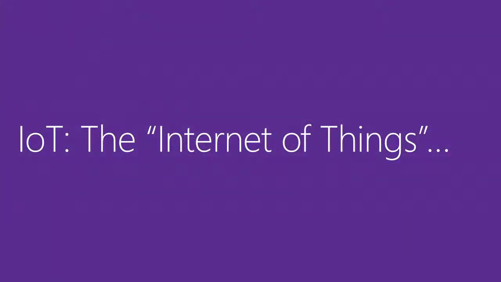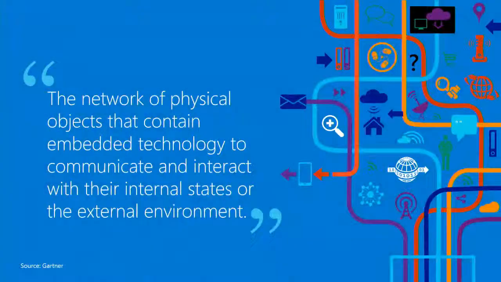IoT, the Internet of Things. What Gartner says is it's the physical network of objects with embedded technology to communicate and interact their internal states with the external environment. That's a definition by Gartner. I think it's certainly true, but I believe it's much, much more than that, especially if we're going to move forward with the following.